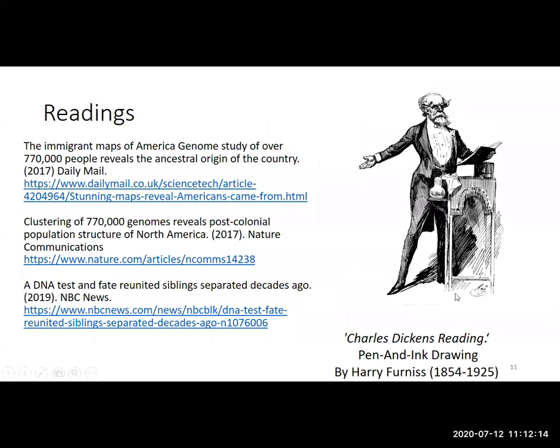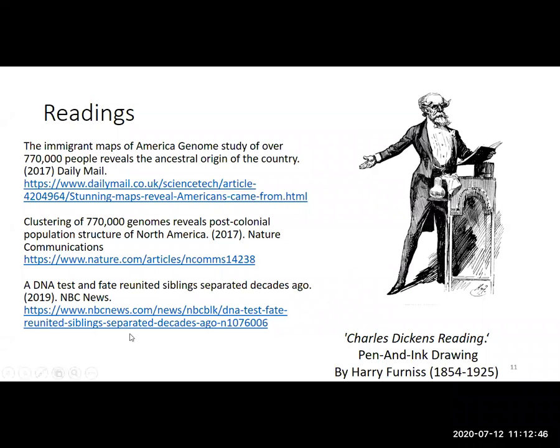Now, the readings for this are articles associated with that mapping from the American Genome study, taking a look at 770,000 people based on ancestral origins, so the immigration patterns, the clustering. This is a Nature article, so it's a little bit more complicated. Start out with the Daily Mail article. That's a common press article. Take a look at this. It's got some nice diagrams. If you don't understand the science, don't get bogged down in it. Just scan it, get an idea for what's going on. Don't get bogged down in the details.